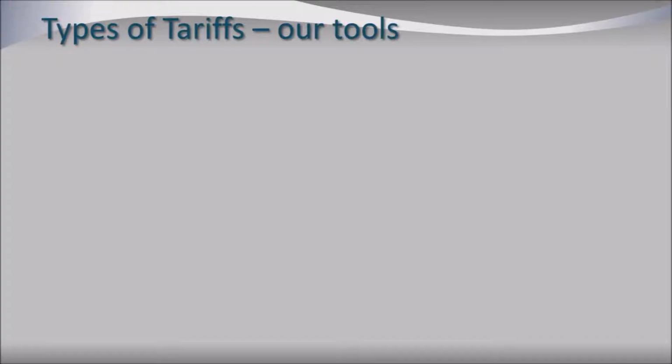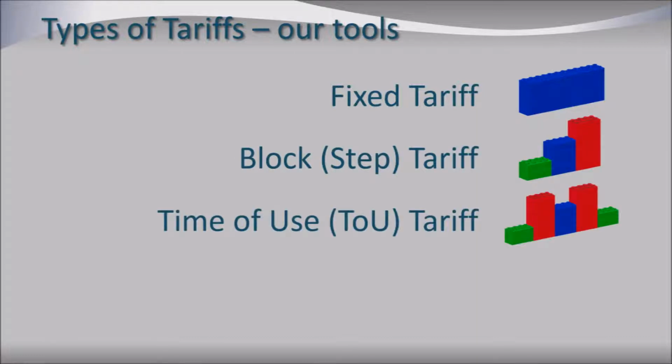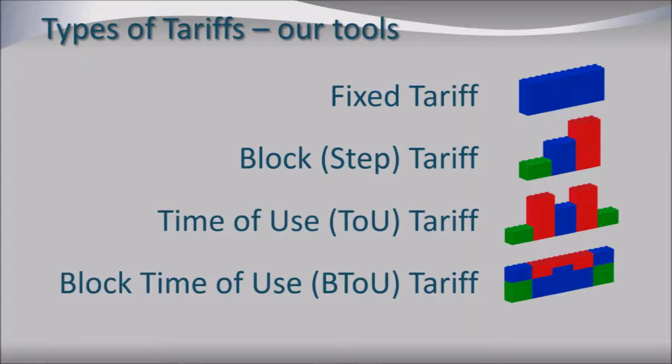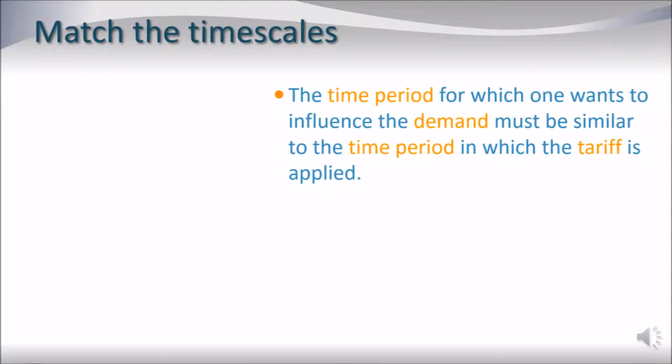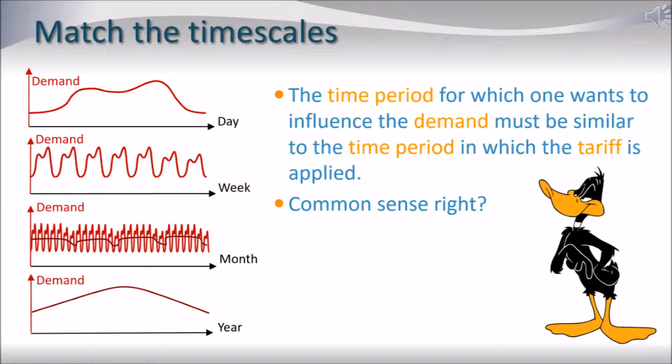As I've mentioned, the tools we're using are the tariffs, and there's different types of tariffs one can use, just like tools in a toolbox. There's fixed tariffs, block or step tariffs, time of use tariffs, and block time of use tariffs. A common mistake is to mismatch the timescales that we want to apply the tariff over with the period with which we wish to influence demand. Common sense, right? You're absolutely correct.